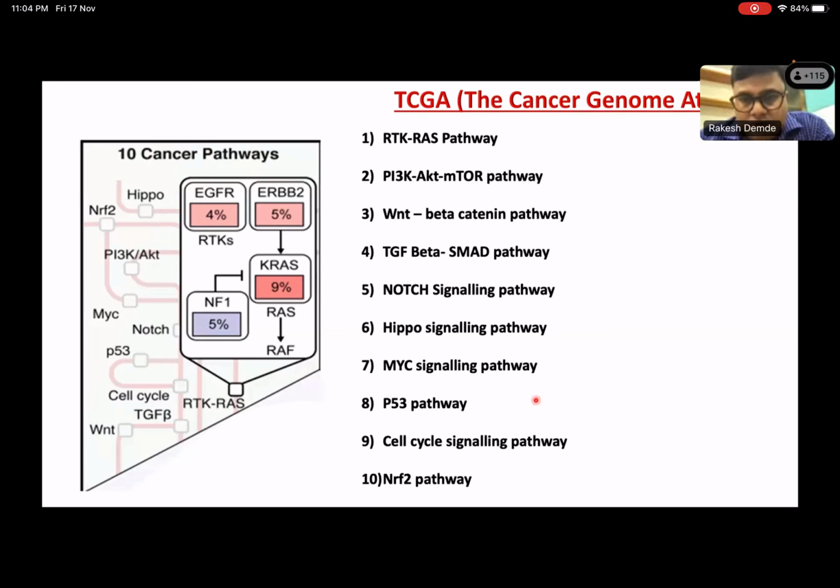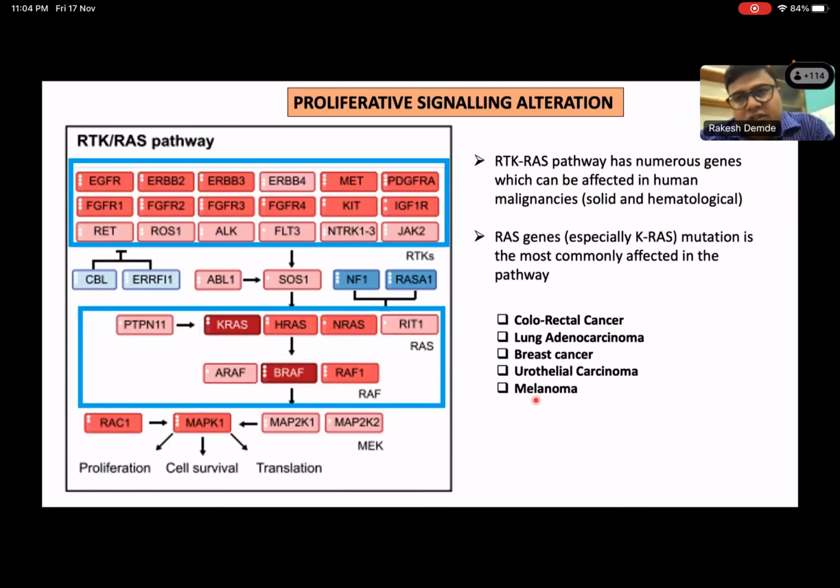apoptosis. So we'll discuss a few of the pathways among these 10, and we see what alterations occur in these pathways and which malignancies are seen with particular alterations. So the first pathway is RTK, which is a very important pathway because it is seen in the majority of solid malignancies. Even in hematological malignancies, we can see alteration of this pathway.